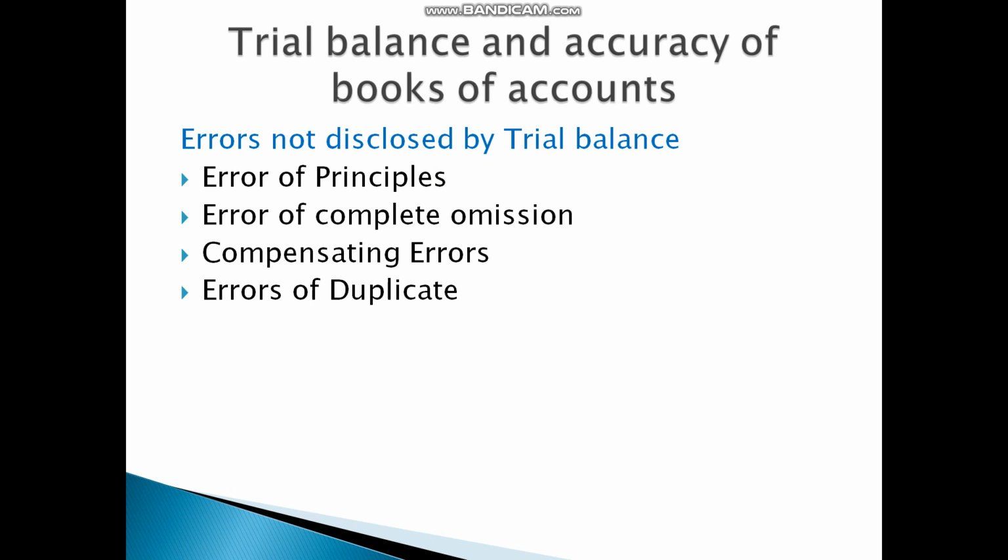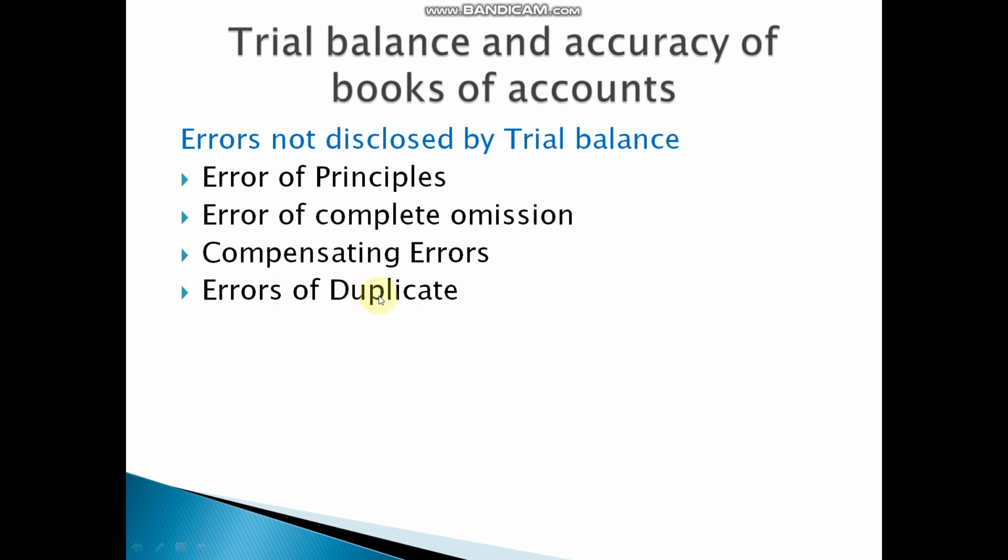Sometimes capital expenditure may be recorded as revenue nature, so that we are not able to identify it in the trial balance. Then the error of complete omission: if you completely omit a particular journal and ledger entry, we are not able to find it out. Third, compensating errors: if you made any compensating error, we are not able to find it out.